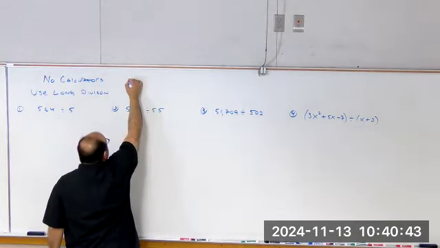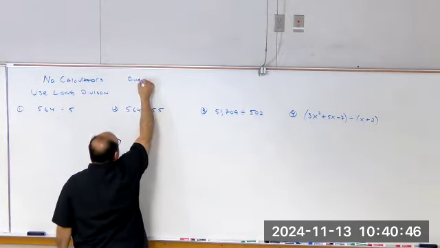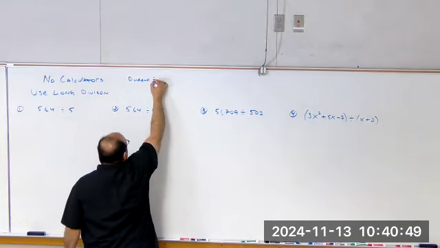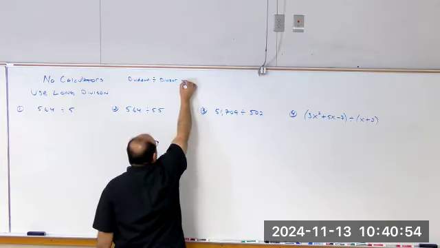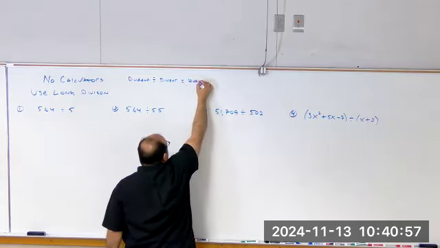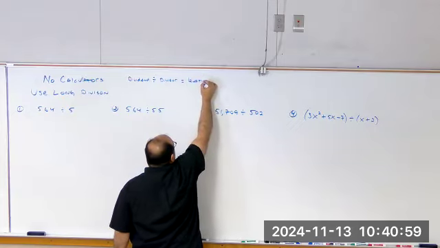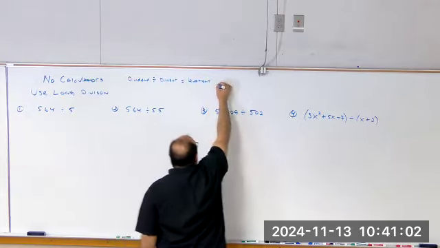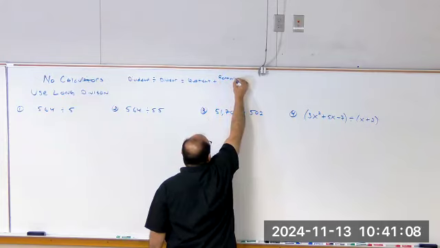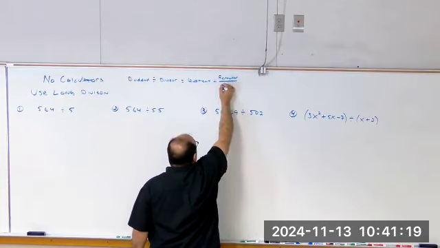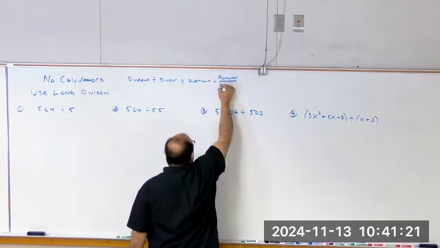You have a dividend that's being divided by a divisor, and the answer is called the quotient. And it might have a remainder, that you write as a fraction, put it back over the divisor.